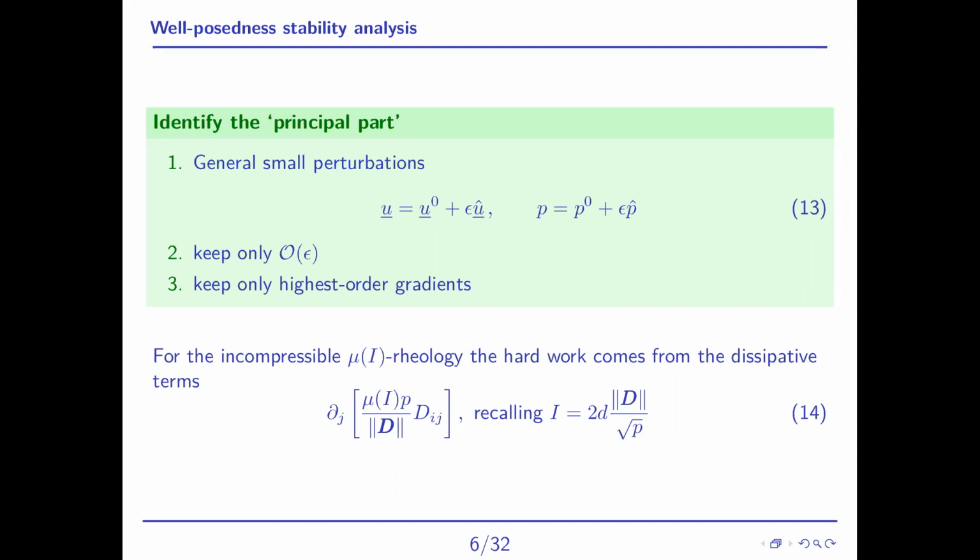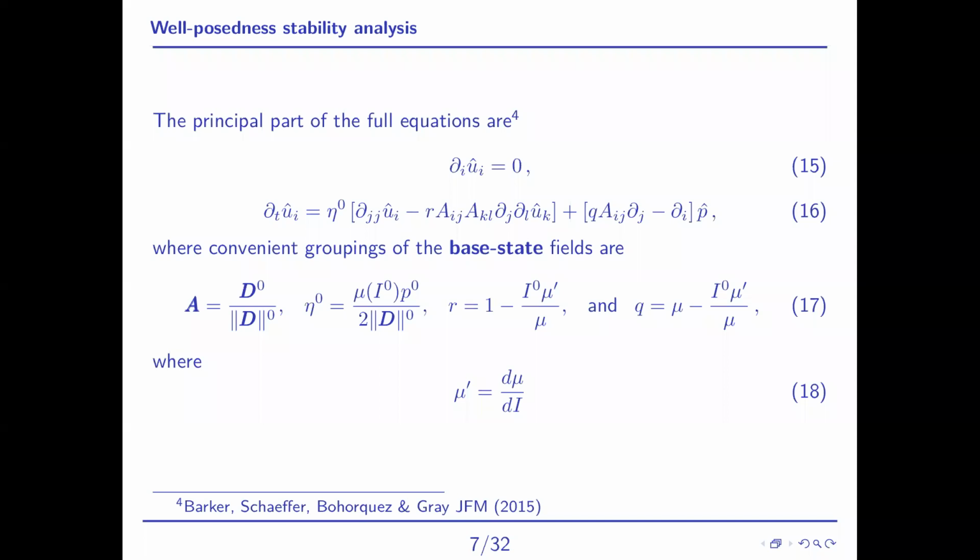So for this mu of I rheology, the real hard work is all going to come from this new term, right? All the other terms are quite trivial, but this term has got all these hidden dependencies as well. And so you have to do a lot of product rule, a lot of chain rule to bring out all the gradients of velocities and pressure. So we've got 3 fields here: the 2 velocity components in 2D and the pressure, and our 3 equations, incompressibility and the 2 momentum balances. And so we do all that, keeping only the highest order gradients.